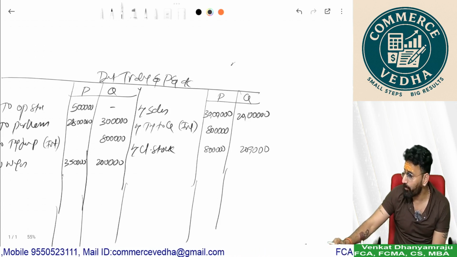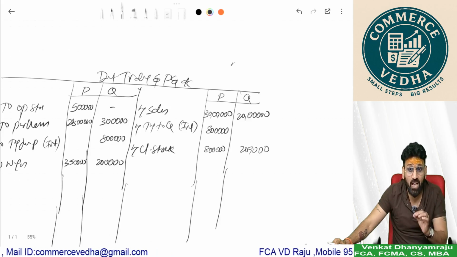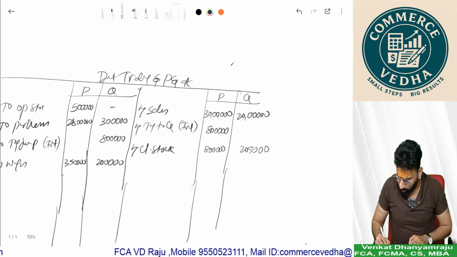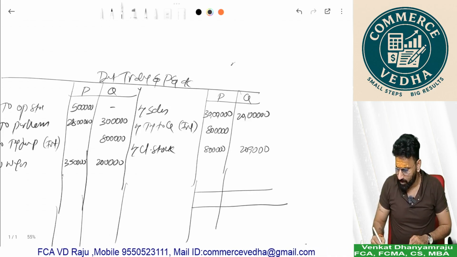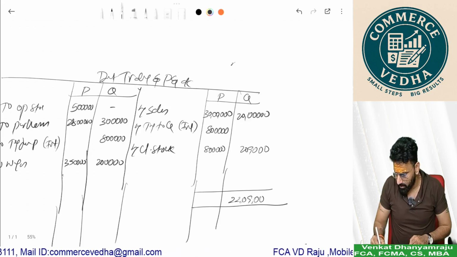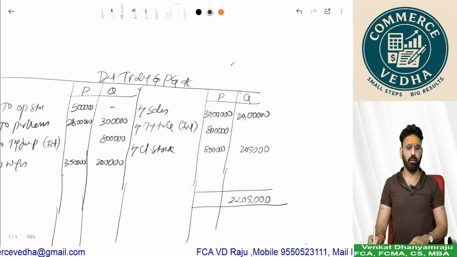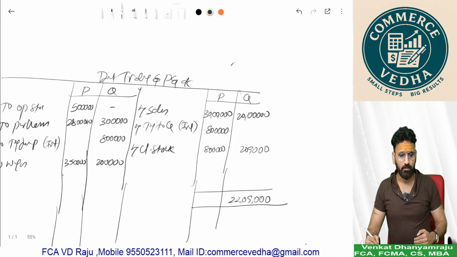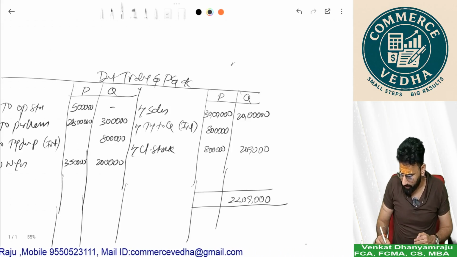With this, we posted all the trading account items. So now do the totals. 22 lakhs 9,000, and here it is 22 lakhs 9,000, 20 lakhs plus, and 46 lakhs.